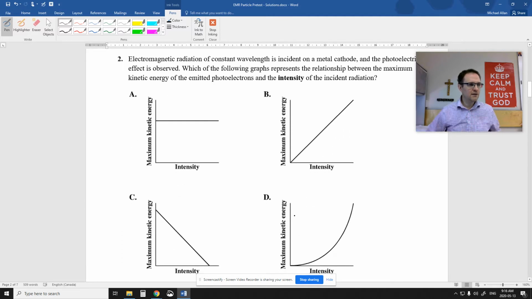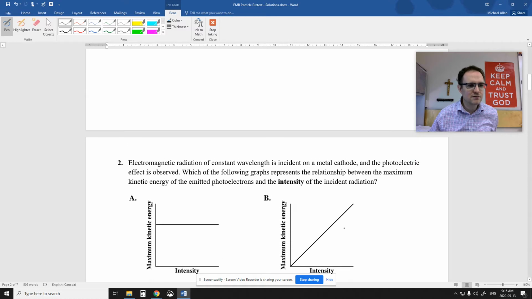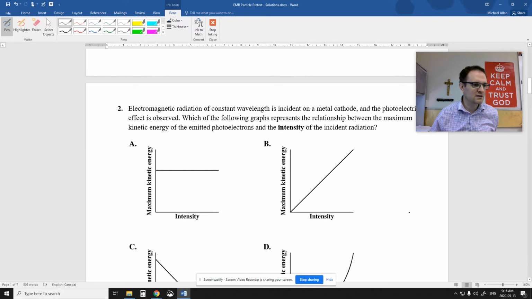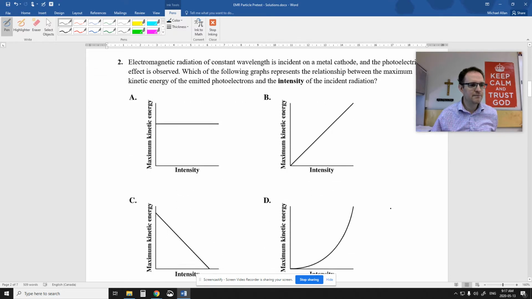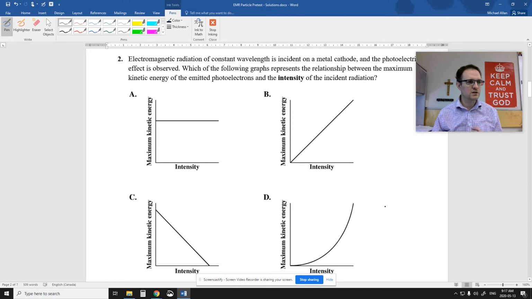Cool. The photoelectric radiation is a constant wavelength. Constant wavelength means constant energy, so I'm not going to change the energy. The photon energy is the same. It is incident on a metal cathode, and the photoelectric effect is observed. So we at least beat the threshold frequency, the threshold wavelength.